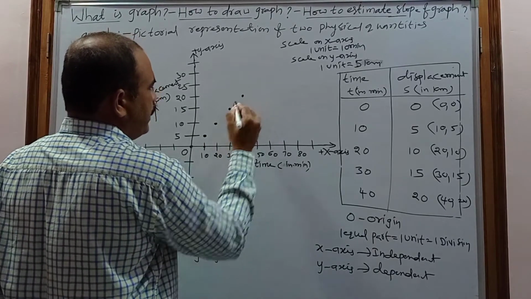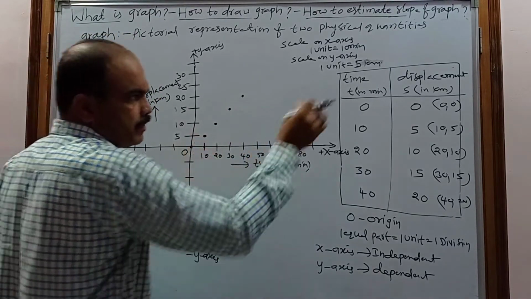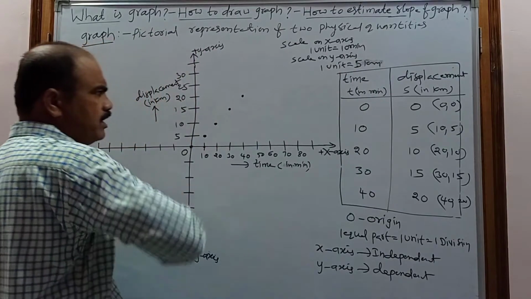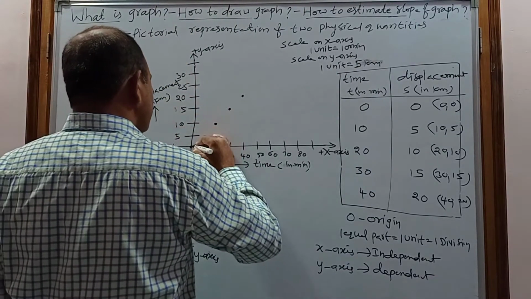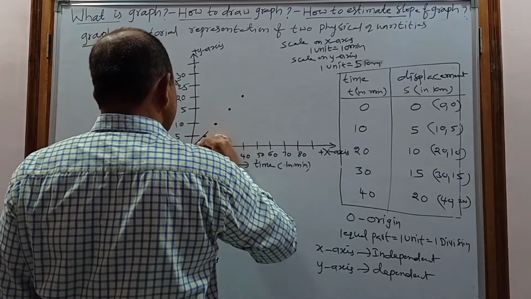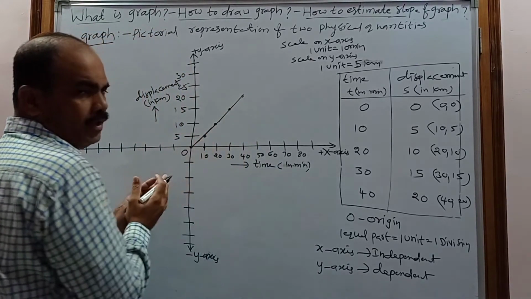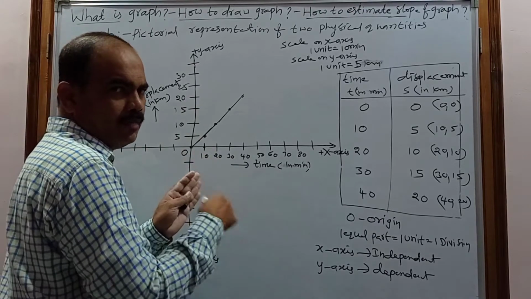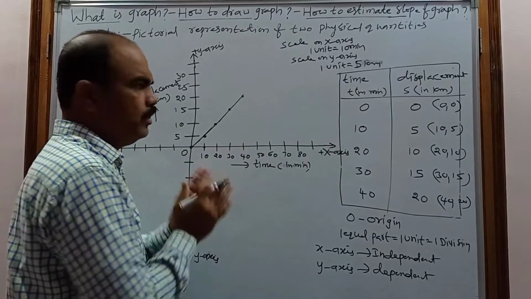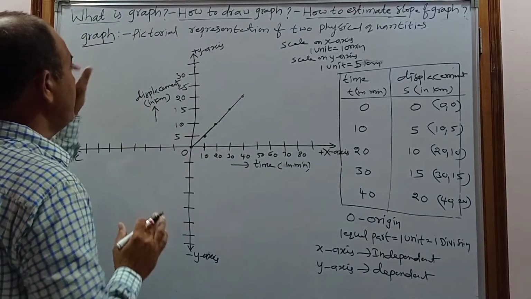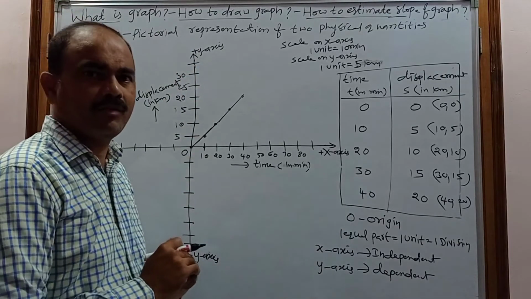After representing the points corresponding to the given data, join those points. When you join the points, you may get a straight line or a curved line. Here you got a straight line, but sometimes you get a curved line also. Okay, you have drawn the graph. So now you have learned what a graph is and how to draw it.